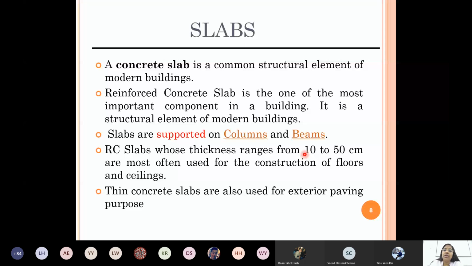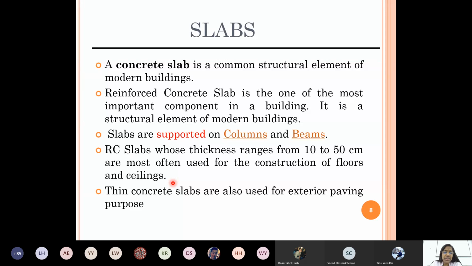10 centimeters is nearing half a foot, and this may go up to 1.5 feet, right? 30 centimeters is 1 foot. So about 1.5 feet or less is the thickness of the slab. Can you imagine 50 centimeters? It may go up to 50 centimeters.